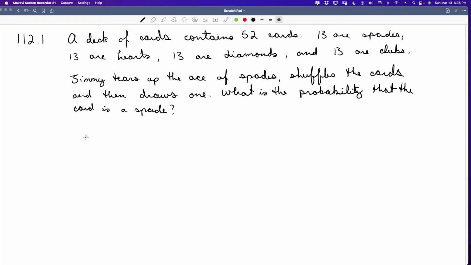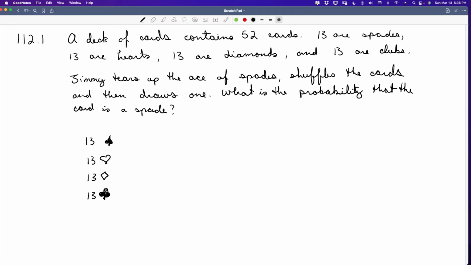We had 13 spades. That kind of looks like a little upside down shovel or heart with a handle, something like that. We had 13 hearts. We had 13 diamonds. And we have 13 clubs. And that looks kind of like that. Almost like a 4-leaf clover, but not really. There we go. It's a little bit better.